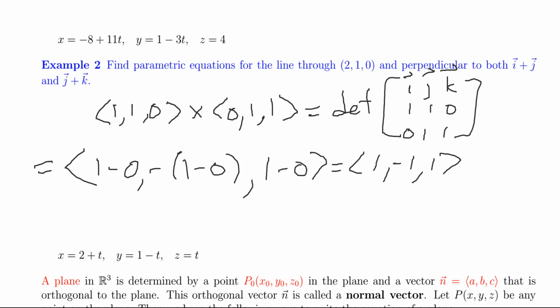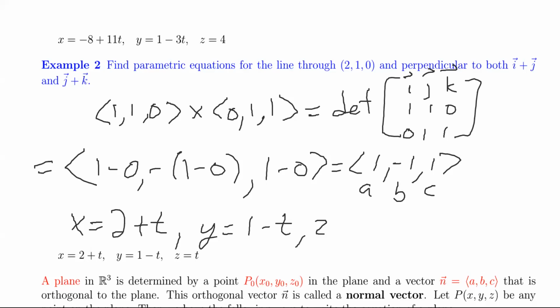So our parametric equations are x is equal to x naught plus at. So this is 2 plus 1t. y is y naught plus bt, which is 1 minus 1t. And then z is equal to 0 plus t. And these are our parametric equations for that line.